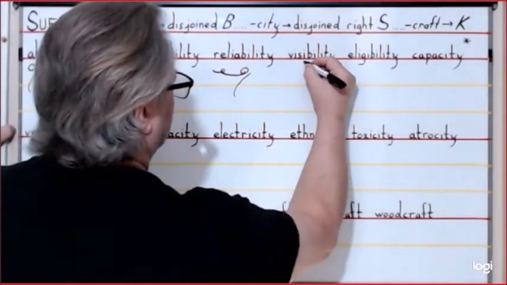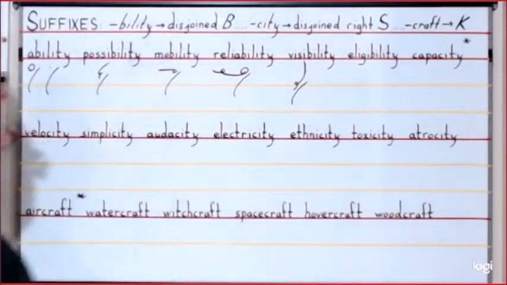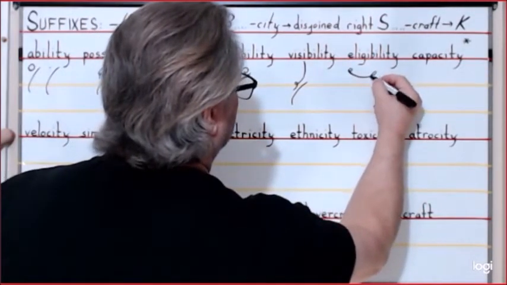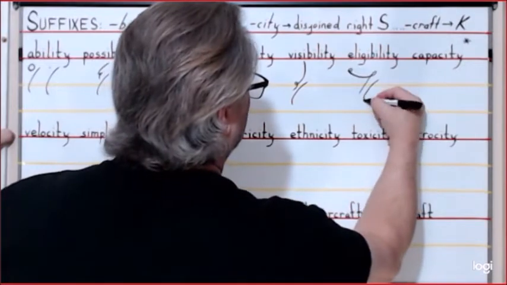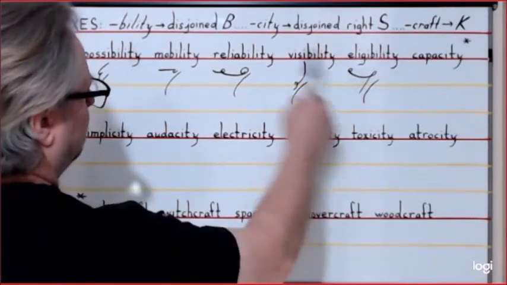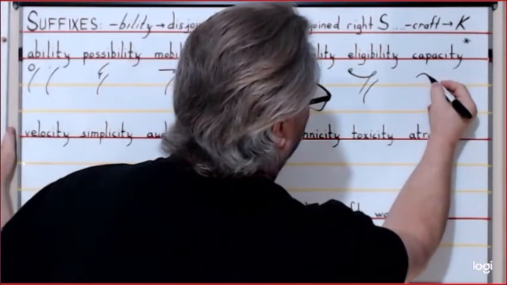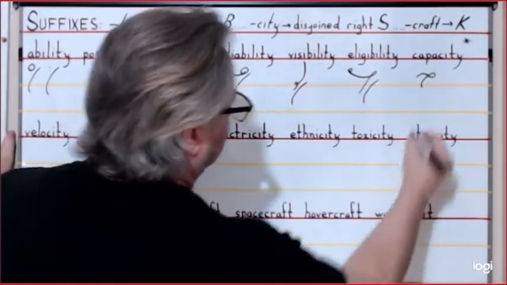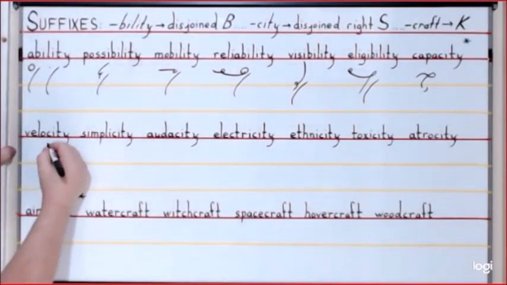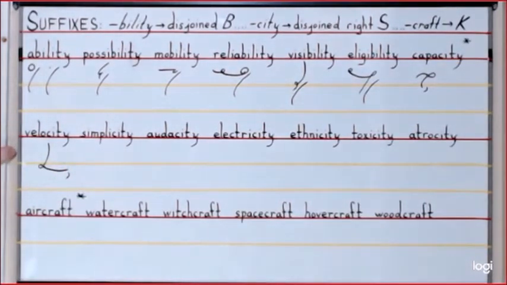Visibility is going to be a VES, then a disjoined B. Eligibility is E-L-E-J, then a disjoined B. And segueing over to the suffix city, for capacity will be a K, A, P, then a disjoined right S. Velocity is a V, E, L, then a disjoined S.